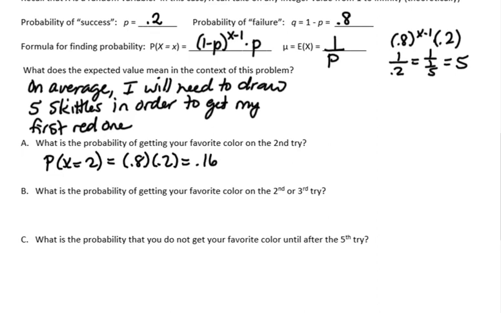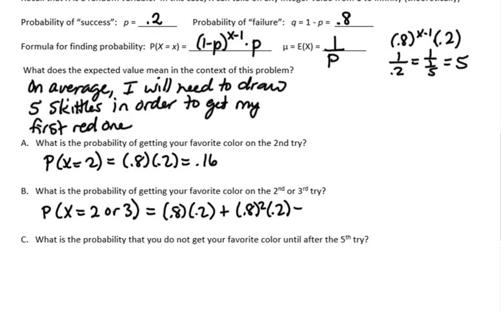What's the probability of getting your favorite color on the second or third try? Well, that's the probability that x equals 2 or 3. We just add the probabilities. So we have 0.8 times 0.2 plus 0.8 squared times 0.2 for the third try. And that turns out to be 0.16 plus 0.128, or a sum of 0.288. So there's about a 28%, 29% chance of getting my favorite color on the second or third try.